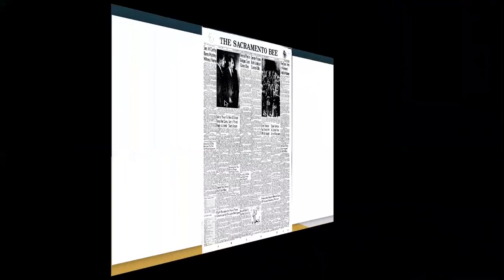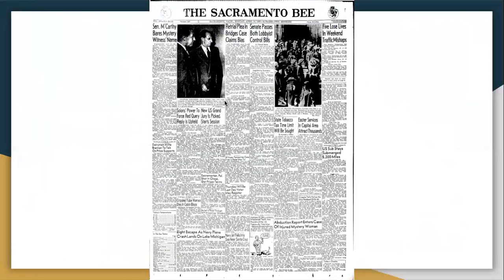The third newspaper issue that I will be analyzing is the April 10th, 1950 edition. A common theme present in my research so far has been the title of the newspaper itself. In 1950, you will finally see the change to what we now refer to as the Sacramento Bee.